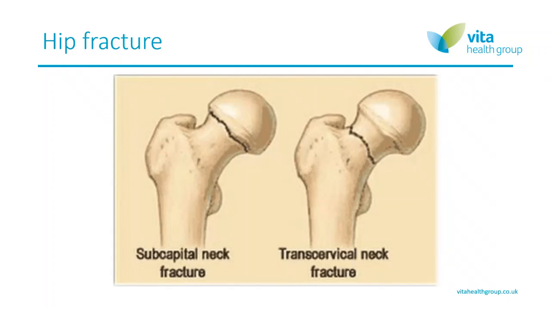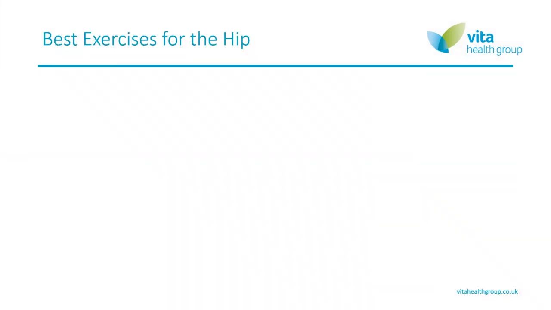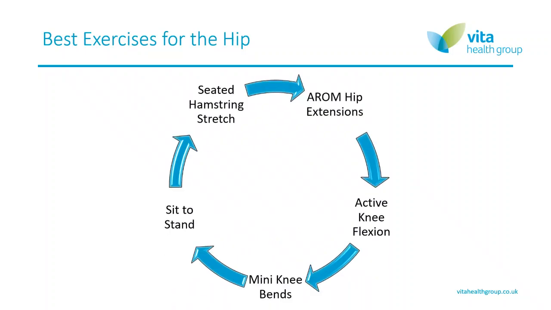So, exercises. This is why we're here. This is what we do. This is what I do as a job. And these are the main exercises that we do for hips. Obviously, this is only a small handful, and there are many, many more. But we've got ROM, so that represents active range of motion. So we'd look at your active range of motion hip extensions, active knee flexion, mini knee bends, sit to stand, and seated hamstring stretch. So we're going to have a go at some of those today.